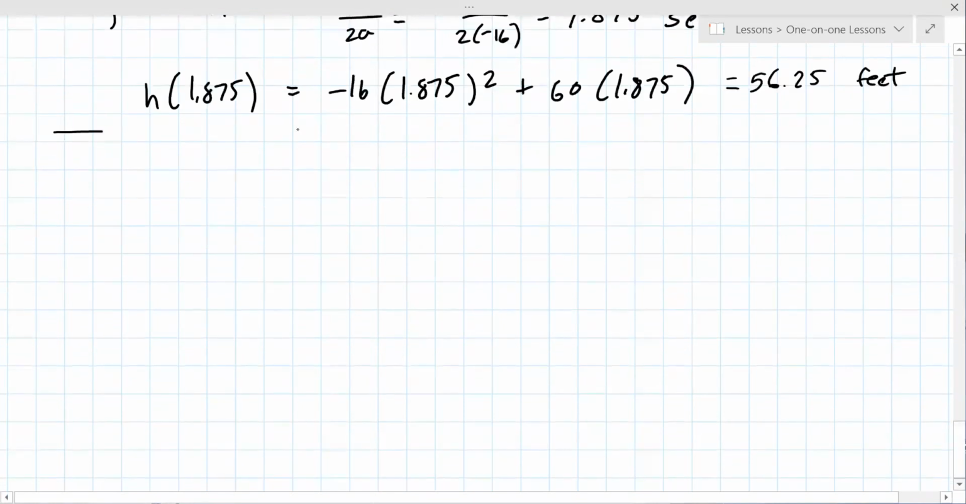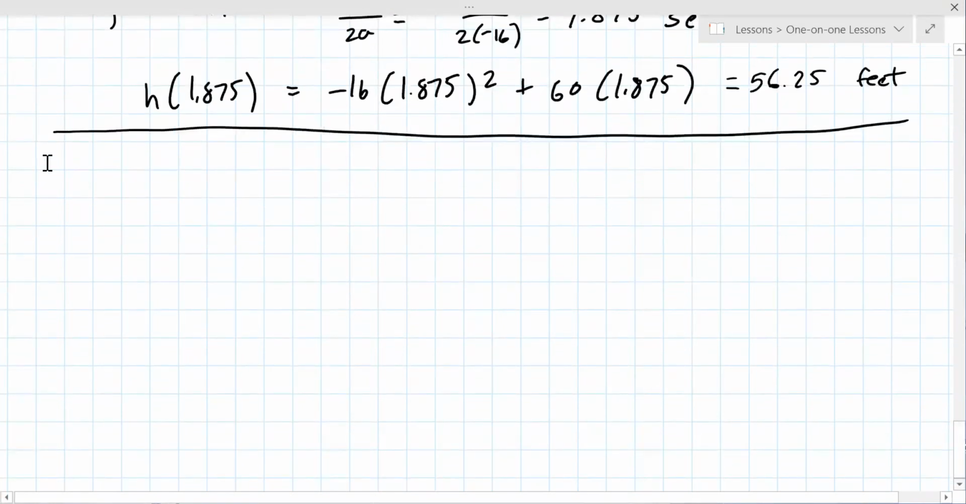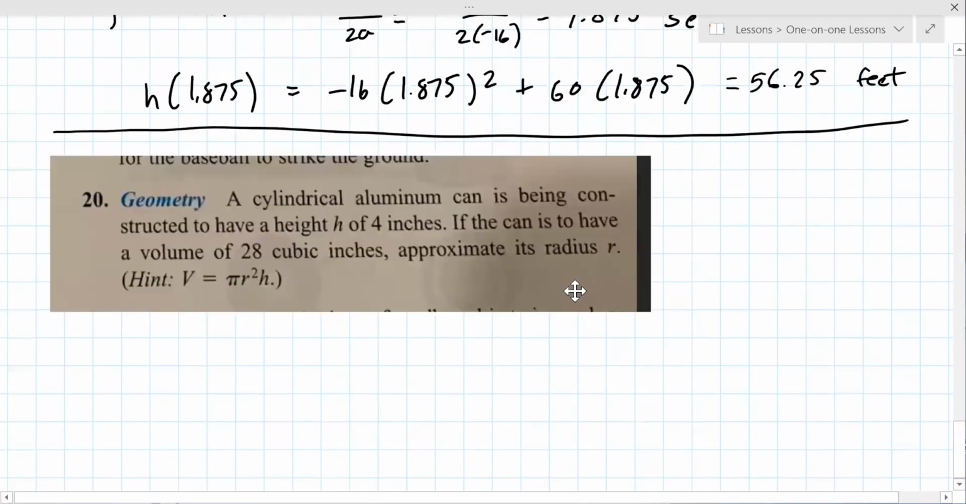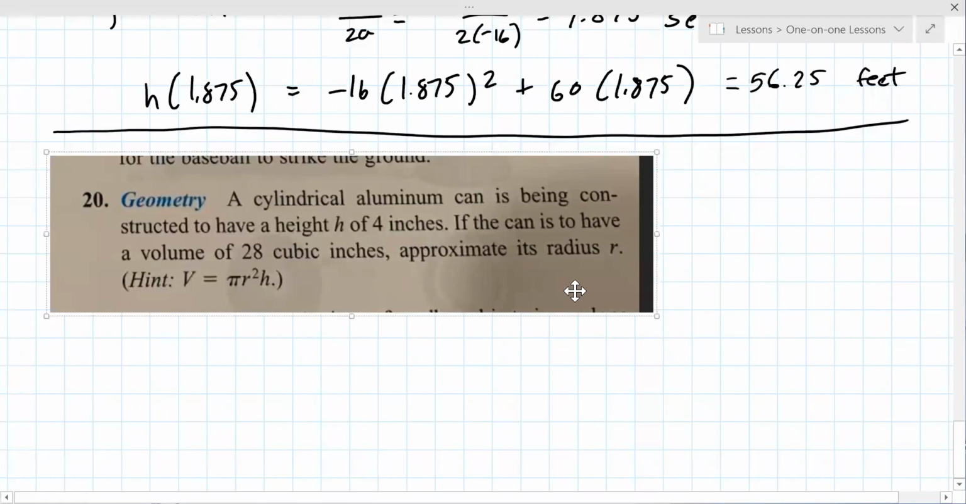They're giving you the volume. They're also giving you the height. I'm not sure, is there more to this? Is there a part? No, there's no question. Wait, what is this talking about? Okay, approximate its radius.